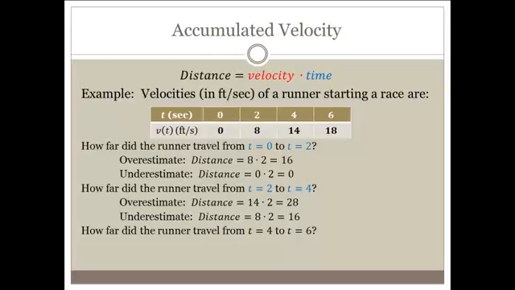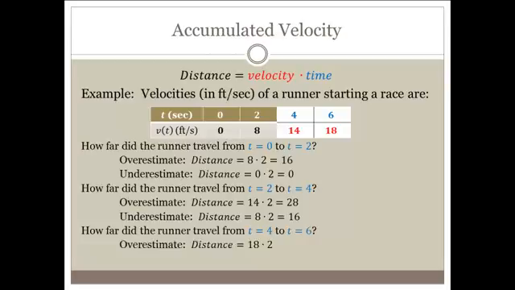Let's now find out how far the runner traveled over the last 2 seconds, from t equals 4 to t equals 6. Again, the runner is not traveling at a constant velocity, so we have to get an overestimate and an underestimate. Our overestimate is that the distance traveled is the higher velocity, 18, times the 2 seconds we traveled for, for a total of 36 feet.